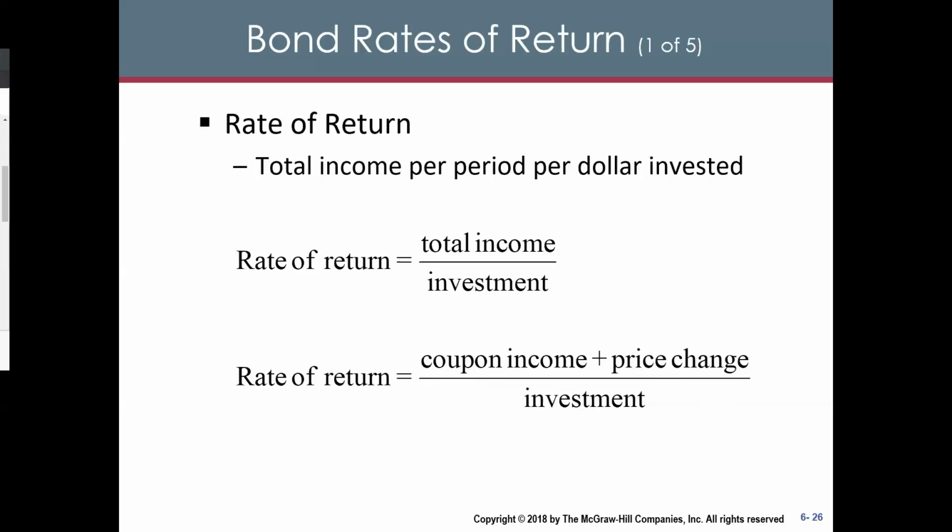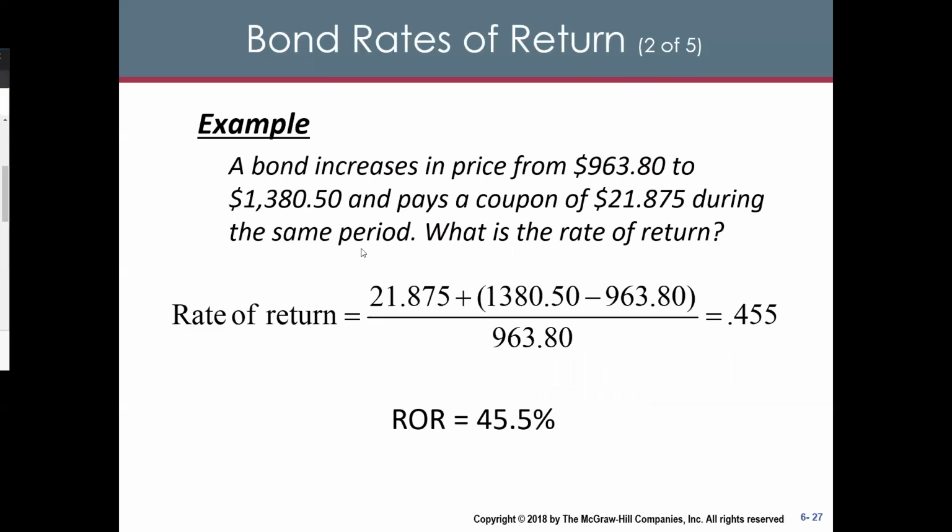Okay, let's look into a numerical example. Suppose a bond increases in price from $963.8 to $1,380.5 and pays a coupon of $21.875. So what's the rate of return for this investment? First, we have the coupon payment as 21.875, and the price change is the price you sell it minus the price you purchase it.